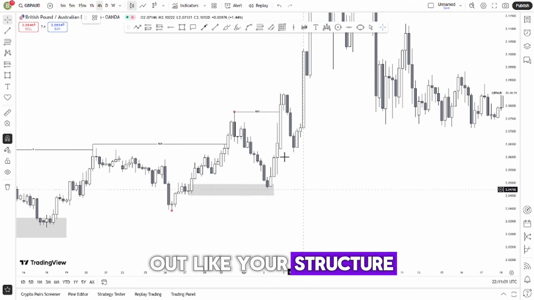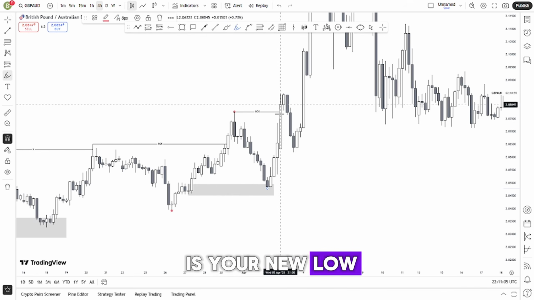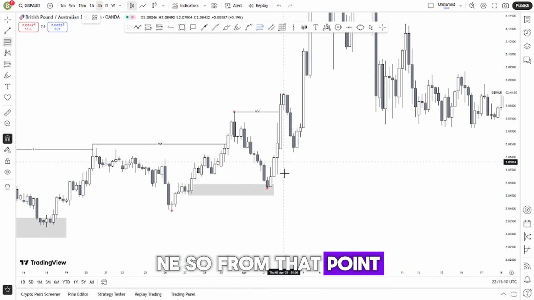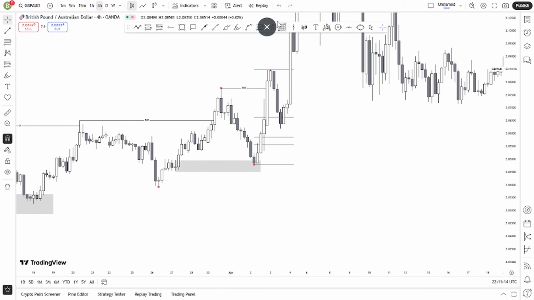You need to map out like your structure. As you can see right there, we had a pullback, of which this is your new low, this is your new higher high right there, guys. So from that point, we can take like a fib tool from the low to the high, just like that.